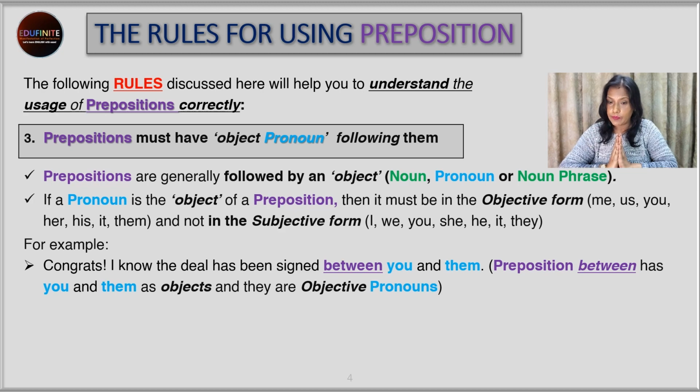Objective pronouns. So you cannot say, "Congrats, I know the deal has been signed between you and they." That's a subjective pronoun. You cannot use they. Since you is the same for both subjective and objective case, we are using you.